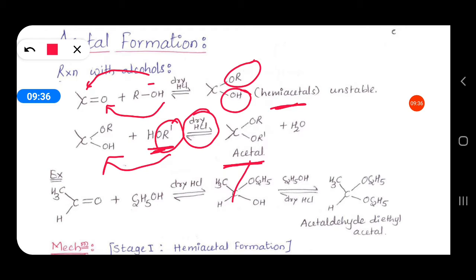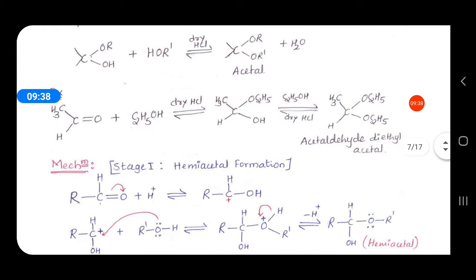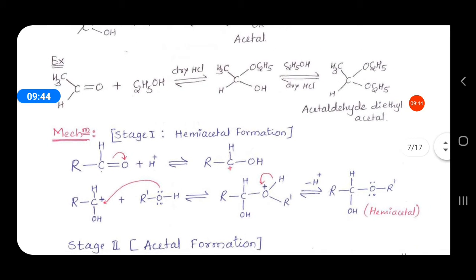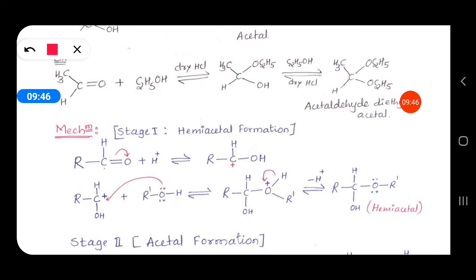So for example, aldehydes, acetaldehyde when treated with ethyl alcohol in presence of dry HCl, it gives first the hemiacetal. After that it reacts with another molecule of ethyl alcohol, and acetaldehyde diethyl acetal is obtained. So acetaldehyde diethyl acetals are obtained.